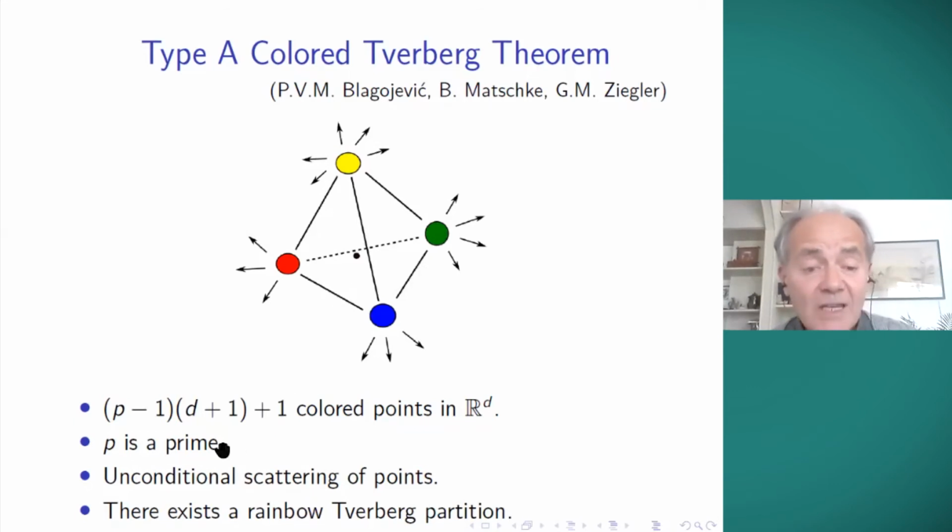But now you need a condition. P must be a prime. So the number of points in each color is a prime number minus 1. Then you have a conclusion. You have rainbow simplices which are pairwise disjoint, so that their convex hulls intersect. So this is the type A colored Tverberg theorem.